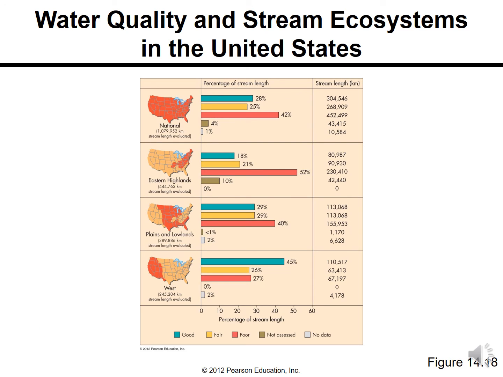Water quality and stream ecosystems in the United States. You can see the percentage of stream length, and the stream length right here, for the national, the eastern highlands, plains and lowlands, and the west. You can see the water quality: good, fair, poor, not assessed, and no data. Looking at this chart, in the eastern highlands you can see 52% poor, and in the western region you have the highest, 45% good water.